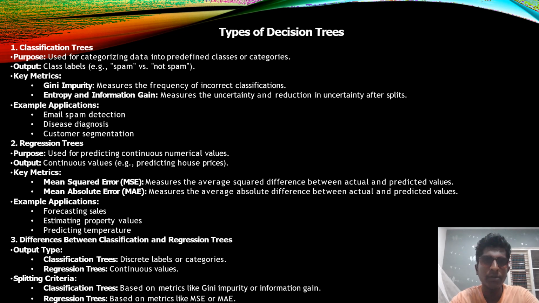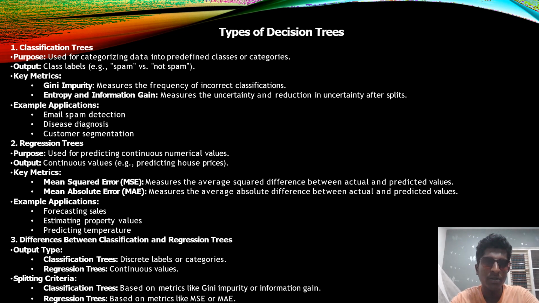Types of decision trees. First one, classification tree. Purpose, used for categorizing data into predefined classes or categories. Output, class labels. Key metrics, Gini index measures the frequency of incorrect classification, entropy and information gain measure the uncertainty and reduction in uncertainty after splits. Example, email spam detection, disease diagnosis, customer segmentation.